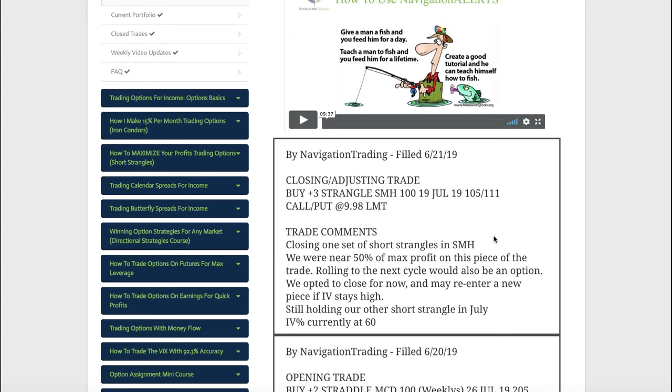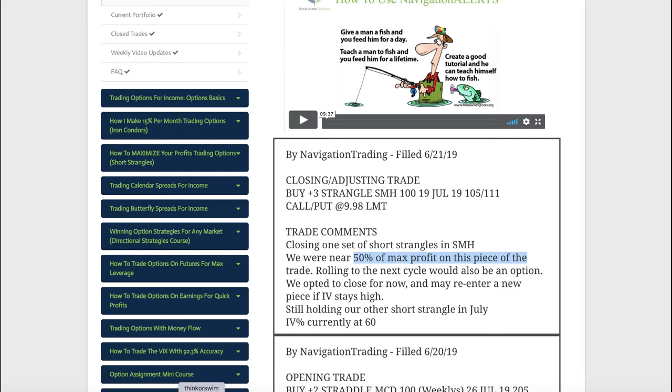And last trade of the week was a closing adjusting trade in SMH. So we had two pieces on to SMH, two different sets of short strangles. We were right at about 50% of max profit on this piece of the trade. And then we're still holding our other short strangle. So we went ahead and booked this one just to reduce our exposure.